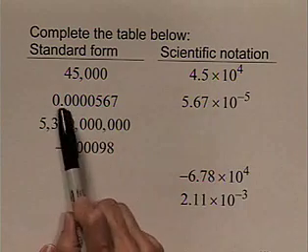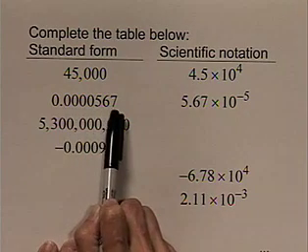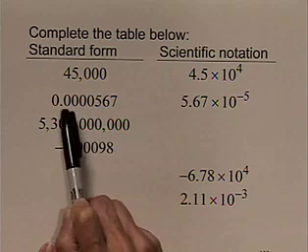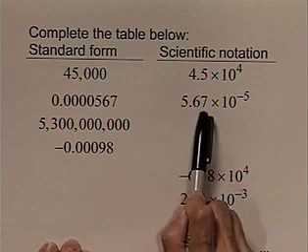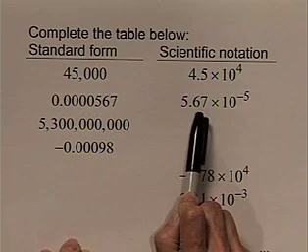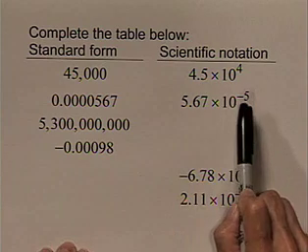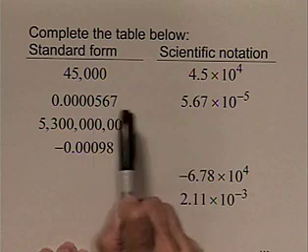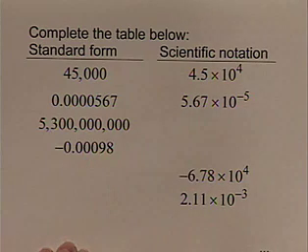In the next example, we have the number 0.0000567. Let's see, that's 1, 2, 3, 4, 5 places that the decimal would need to move to get 5.67, a number between 1 and 10. But notice that the exponent on 10 is negative 5, because in order to change this number back to standard form, I need to move the decimal point in the negative direction. Well, let's fill out the rest of the table.